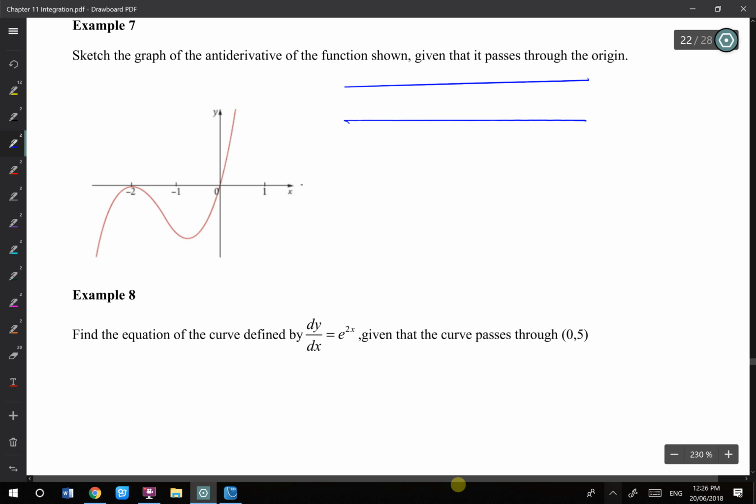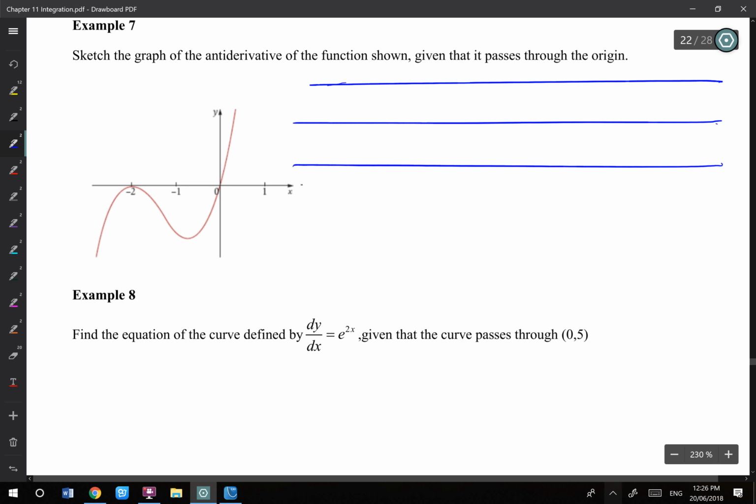Do not get confused with what you need to look at for the f(x) graph and the f'(x) graph. You look at completely different things, okay? Completely different things.